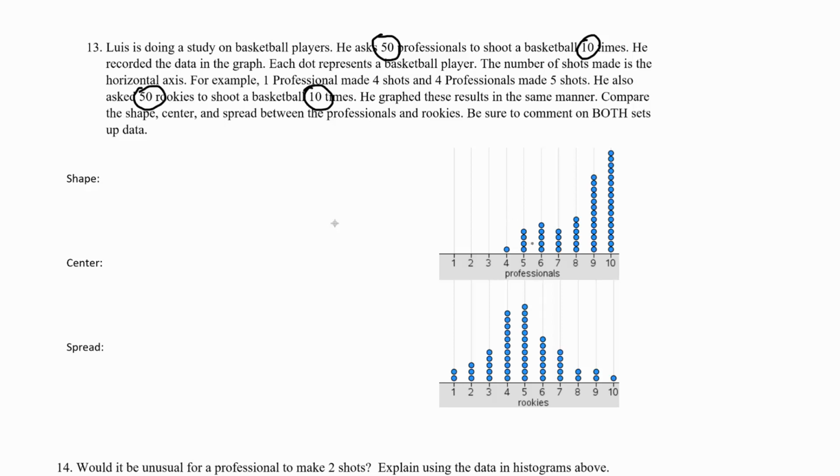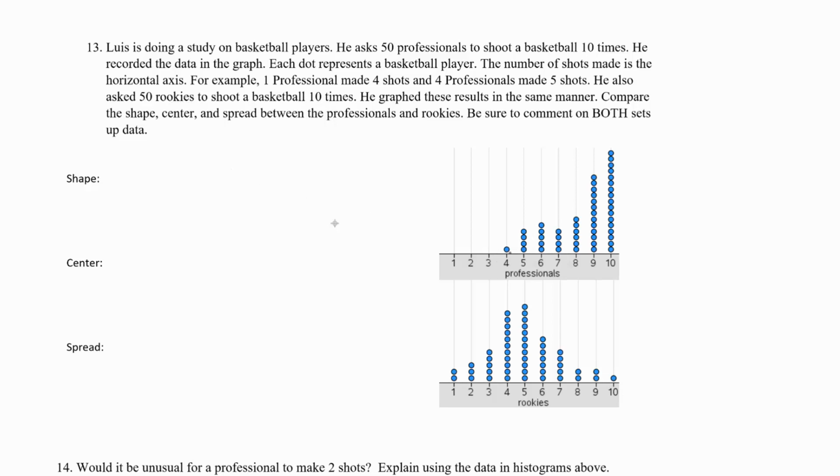So, for example, in the professionals graph, there was one professional that made 4 shots. Then there were 4 professionals that made 5 shots. And then there were 5 professionals that made 6. There were 4 professionals that made 7, and you get the gist of it. Down here in the rookies, there was only one rookie that made 10 shots. Now that you can understand these charts, let's take a look at the shape, center, and spread.